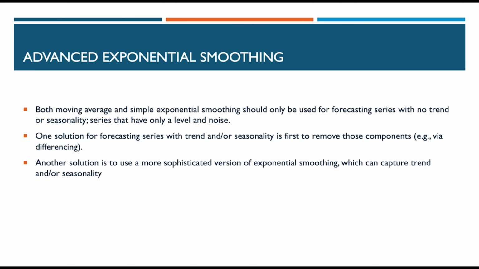As mentioned earlier, both moving average and simple exponential smoothing should only be used for forecasting series with no trend or seasonality, series that have only level and noise. In this case, we can use these methods. One solution for forecasting series with trend or seasonality is first to remove these components through differencing, as we did before. Another solution, which we will be talking about now, is to use a more sophisticated version of exponential smoothing that can capture both trend and seasonality.